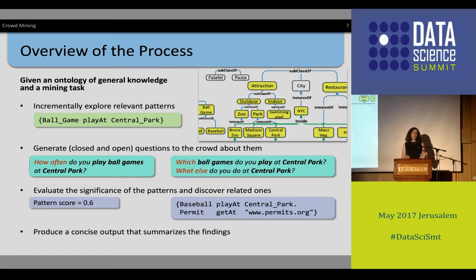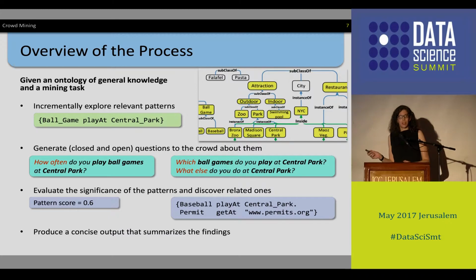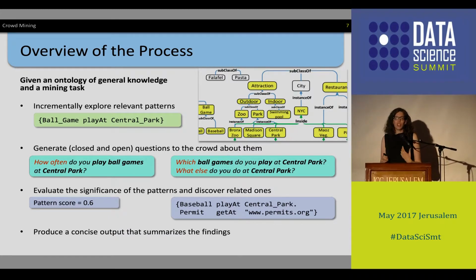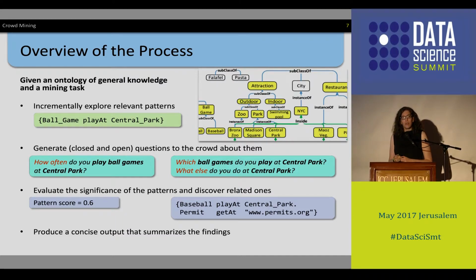What we're going to do is we're going to incrementally explore different patterns relevant to the question. For instance, playing ball games in Central Park could be one of these patterns. Okay, so when we generate this pattern, we don't know if it's going to be relevant to the user or to anyone. Next, we're going to generate questions related to these patterns to the crowd members. Some of these questions could be to determine the significance of the pattern. For instance, asking people, so do you do this and that? How often do you do this and that? And some questions will make us discover potentially more relevant patterns, like what other games do you play in Central Park? Okay? And what else do you do? What relevant tips can you give for this specific pattern?